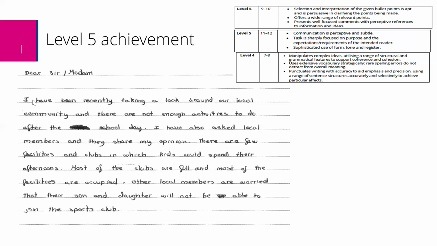So hopefully you enjoyed reading through that one. You can see how this candidate has used the extracts to inform what they're writing and how they've met those assessment objectives. So very nice response there for section B.